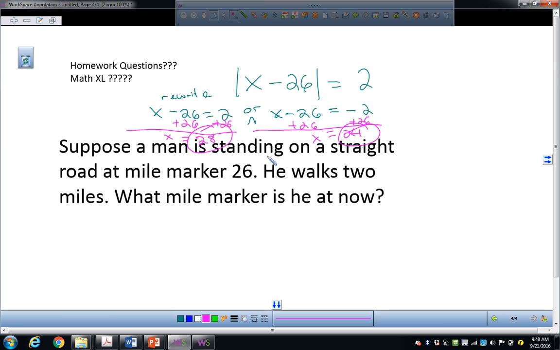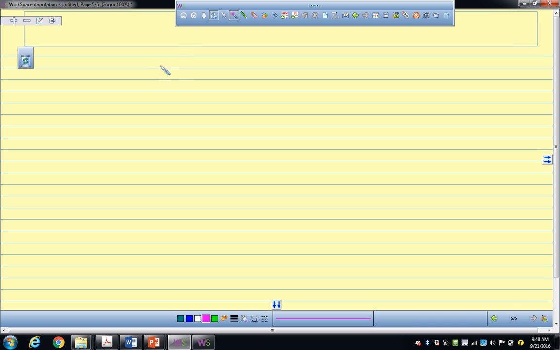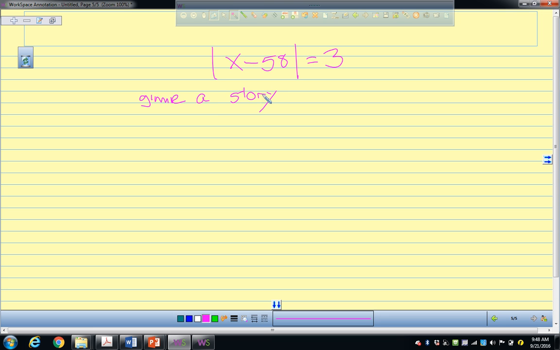So we did that. What if I wrote something that looked like this? The absolute value of x minus 58 equals 3. What's a story? Give me a story that could go with that equation.